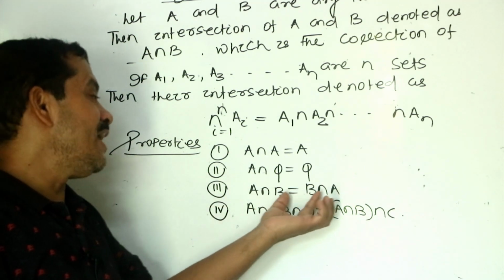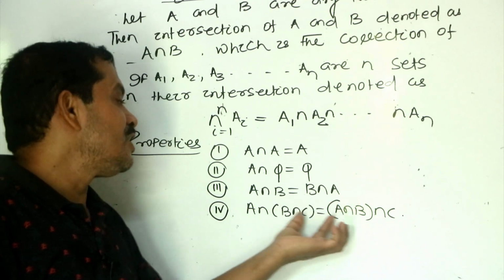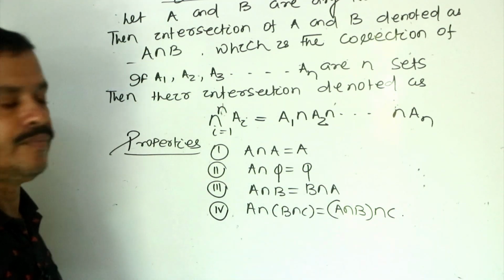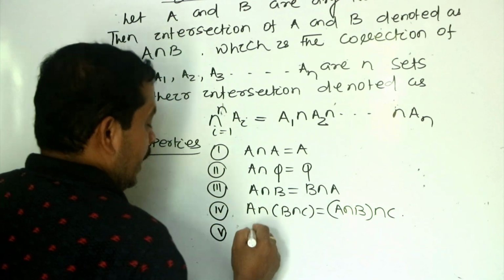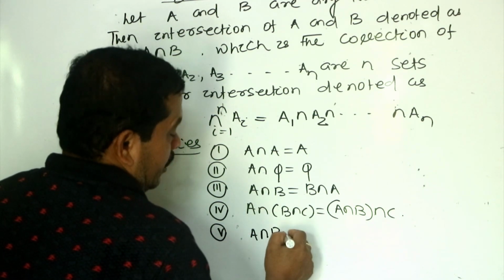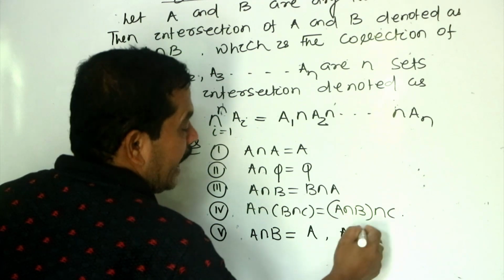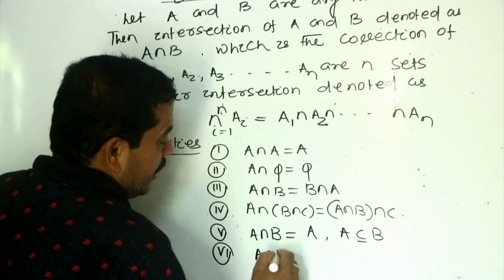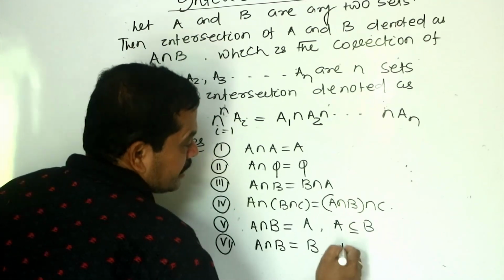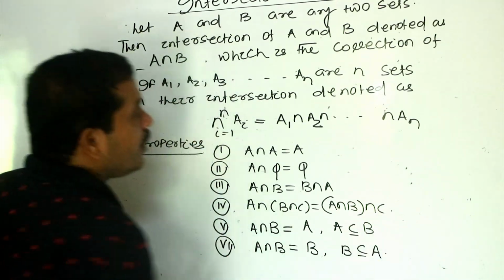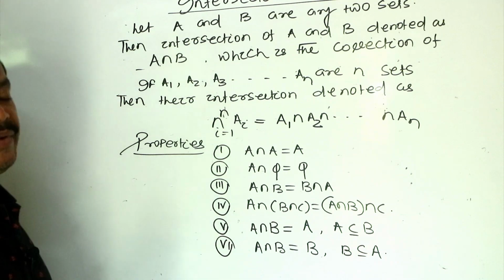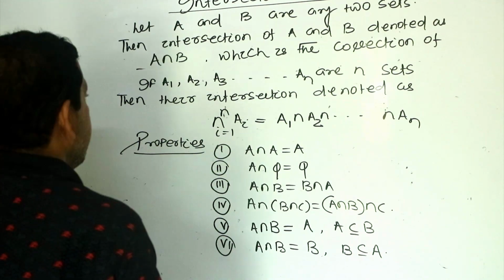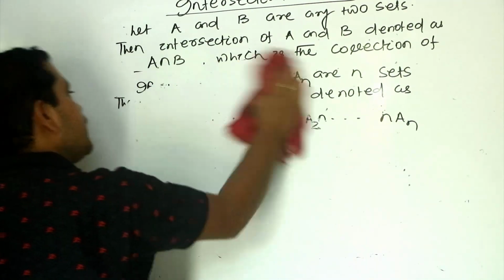In Odia it is called Krama Vinimaya and this is known as Sahajogi Niyama. That is, commutative and associative. Number 5, A intersection B equals A means A is a subset of B. A intersection B equals B means B is a subset of A. Because intersection is the minimum element, but union is the maximum. This is all about the intersection of sets.